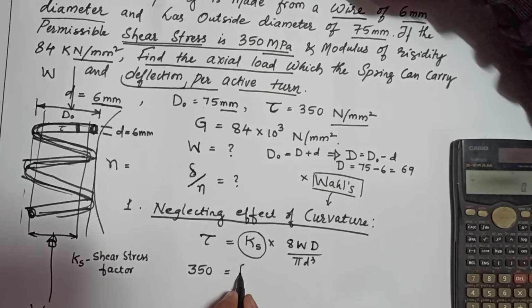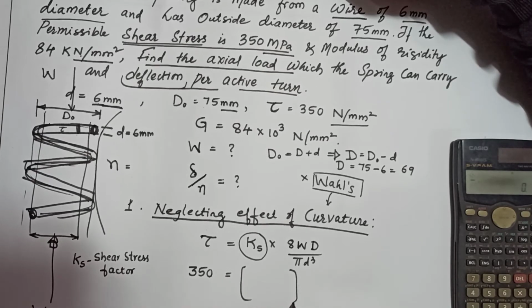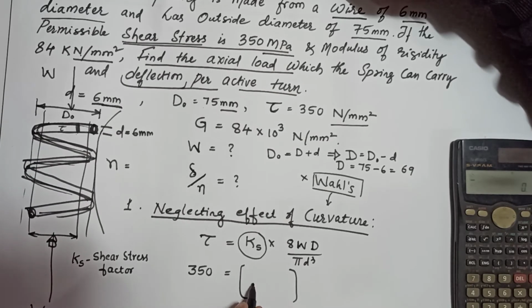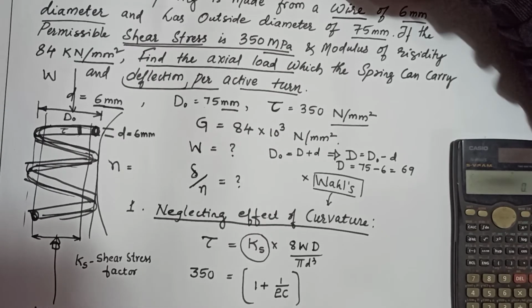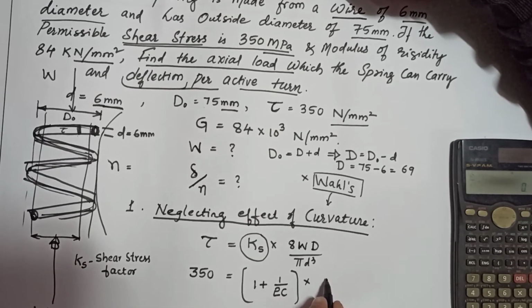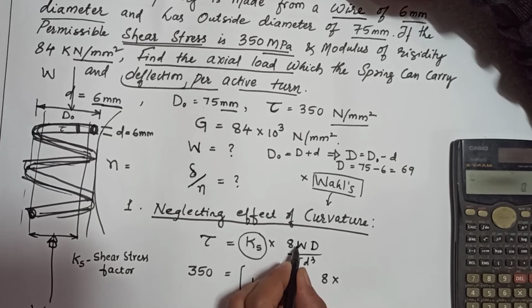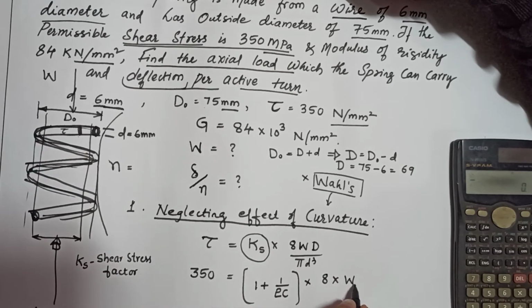So K suffix S, for neglecting the curvature of the wire, that equation is 1 plus 1 by 2c. This equation you can get from your data handbook. 8W is the load you want to calculate. Now outside diameter is given as 69, by pi d cube, d is 6 power of 3.